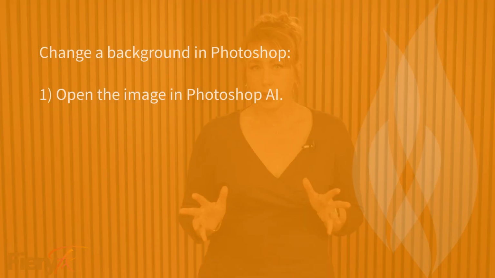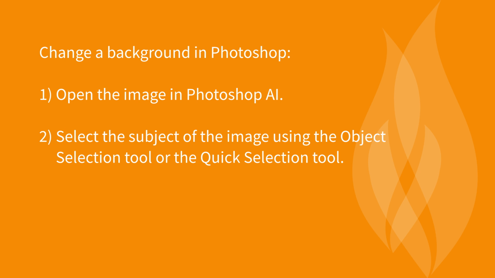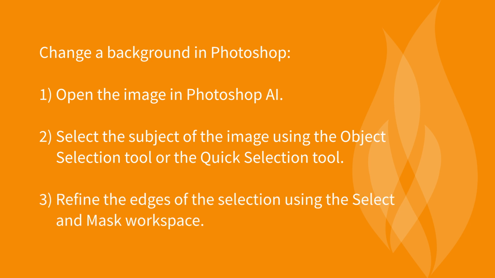To replace a background in Photoshop AI is a few more steps. First, you're going to open the image in Photoshop AI. Then you're going to select the subject using the Object Selection tool or the Quick Selection tool. Then you'll have the opportunity to refine the edges of the selection using the Select and Mask. So this gives you a little bit more control.